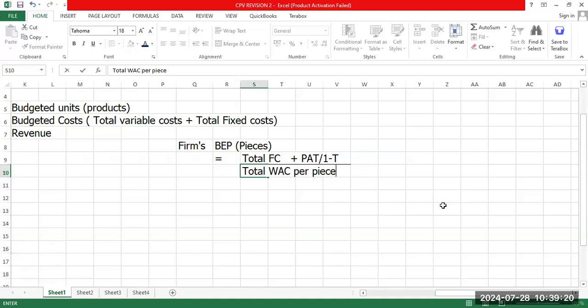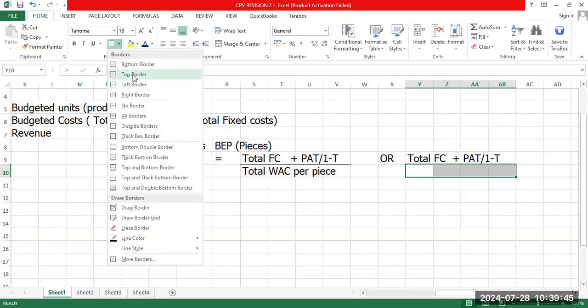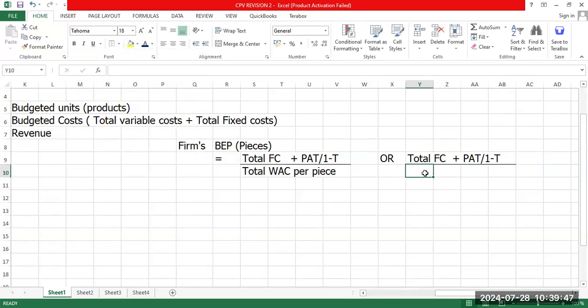As I said, we have different ways. Or another person can say it is the total fixed costs. Then I add my profit after tax. Then I adjust this by getting 1 minus tax rate. Then down I divide by total contribution per batch.